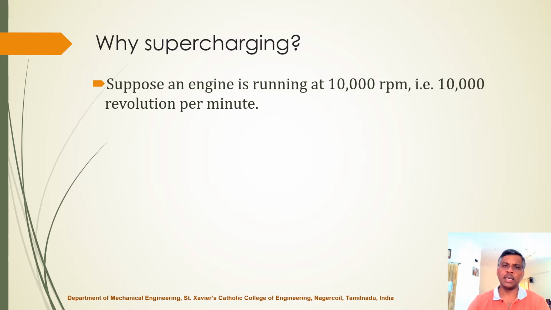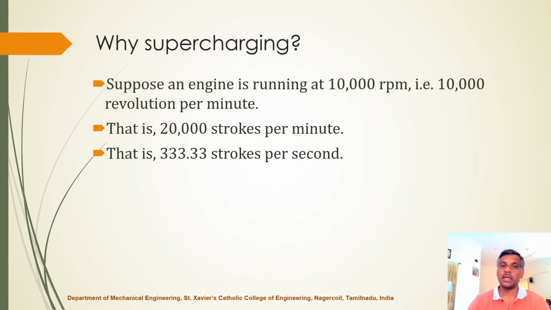So for example, an engine is running at 10,000 RPM, which is normal. That means revolutions per minute. One revolution is 2 strokes. So that means 20,000 strokes per minute. If you divide it by 60, you have 333 strokes per second. You remember at what speed things are happening.